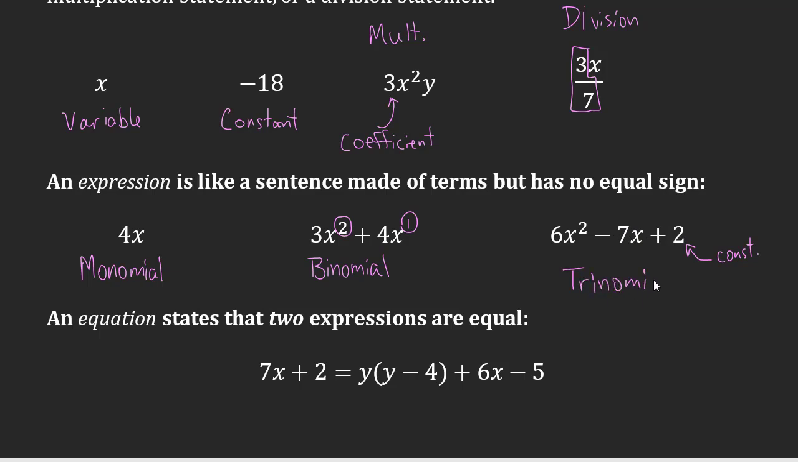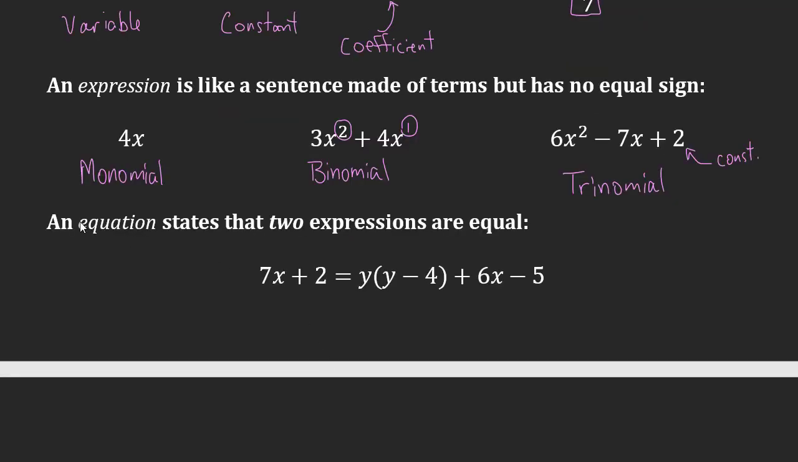So you might hear me or other teachers or people discussing monomials, binomials, trinomials. After that, we really just call them polynomials. All of these are polynomials, meaning many numbers or many terms. If the expression has an equal sign in it, well, we don't call it an expression anymore. We call that an equation.